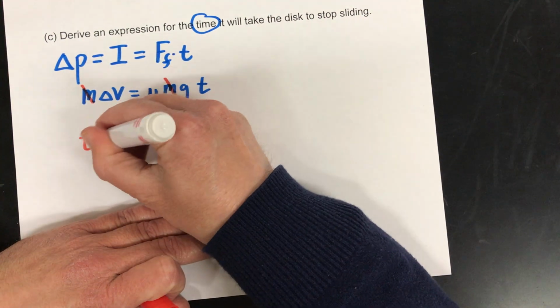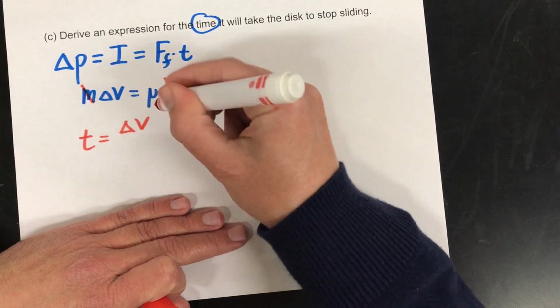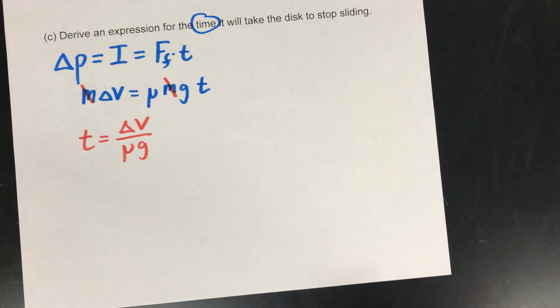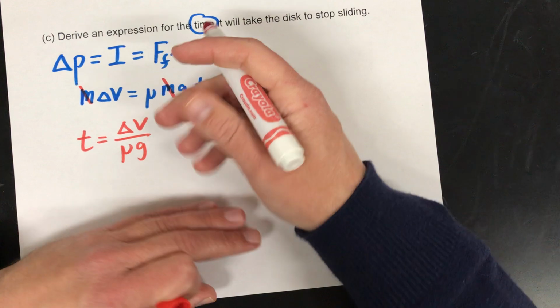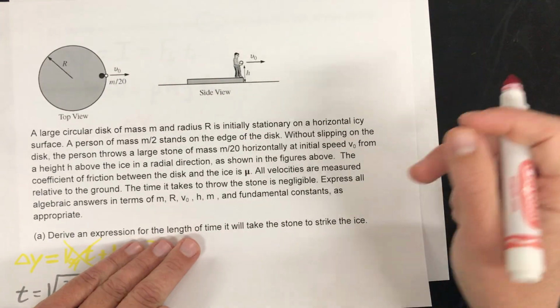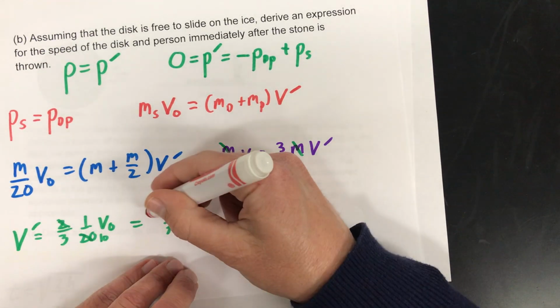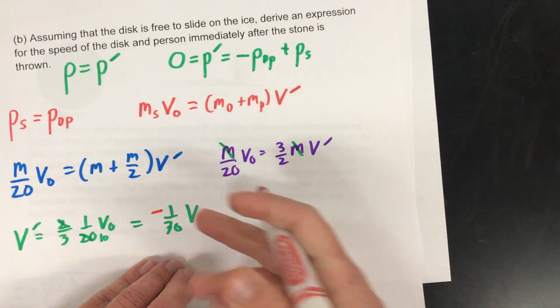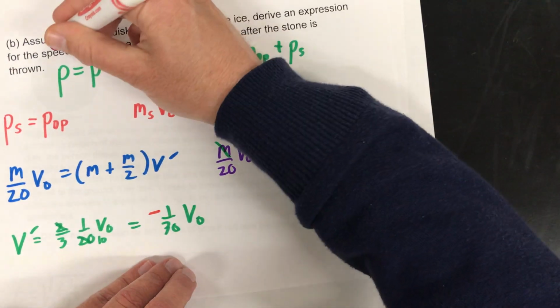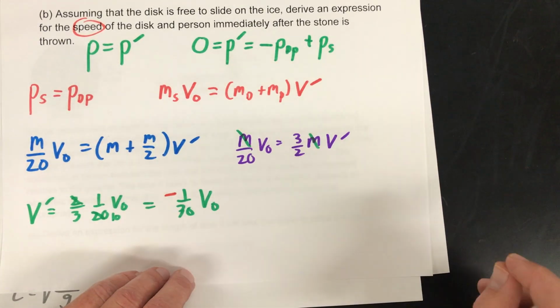So let's rearrange this. The time to stop sliding will be equal to the change in velocity over mu times g. So here we have to bring our change in velocity back in. We have our velocity that we solved for, that the disk started going backwards at. By the way, they do say find the speed of the disk. So when you're solving for this, you might say, well, that's negative because it's going backwards, and you're right. But because they say find the speed, you don't need to worry about that negative. But anyway, this is the speed that it started going backwards with.